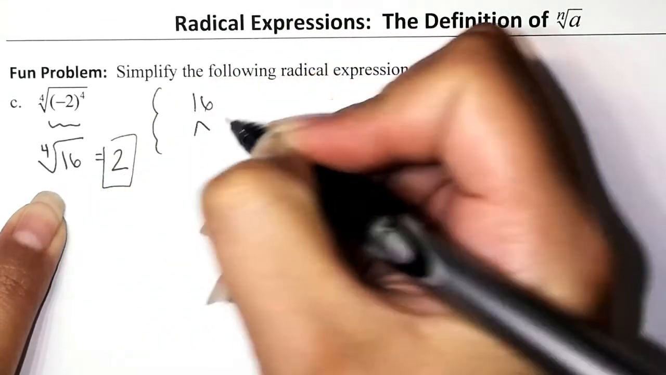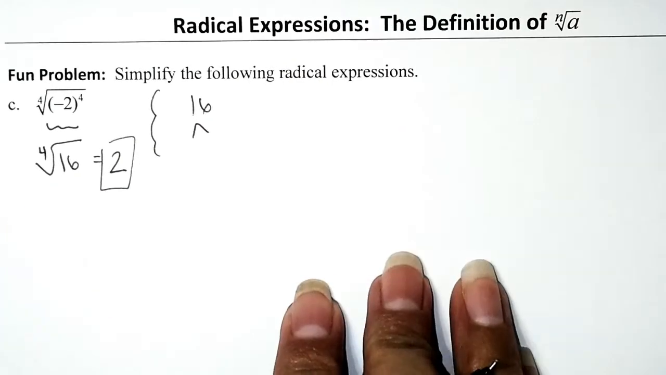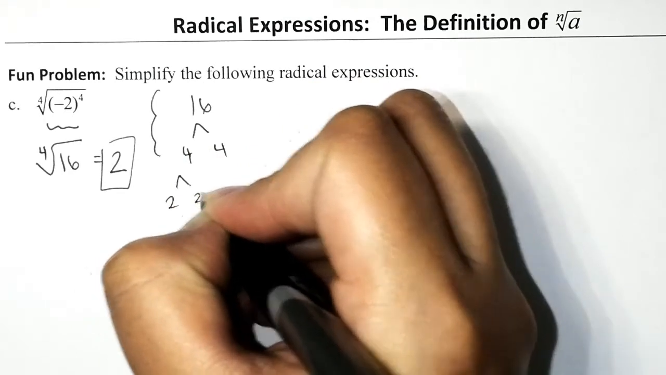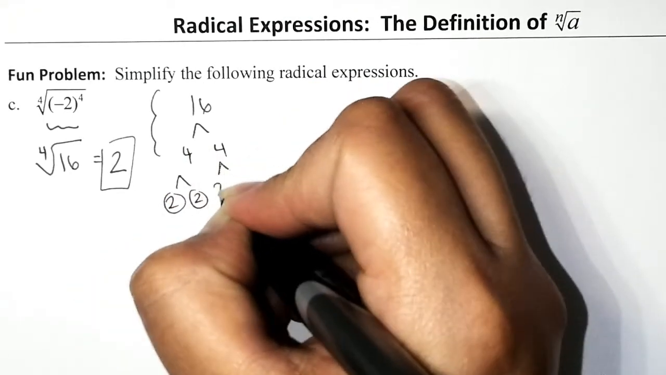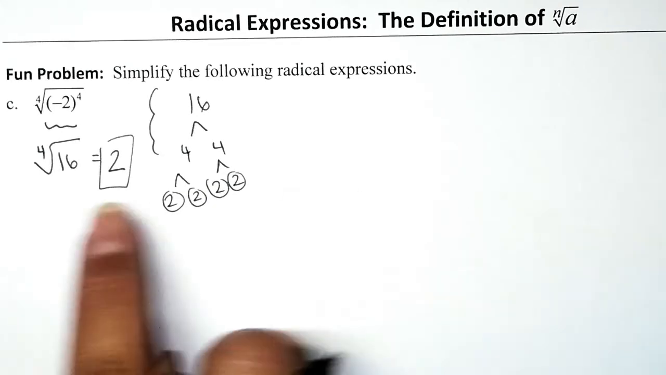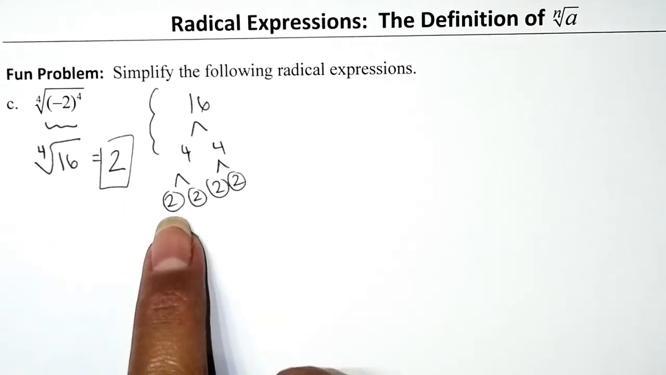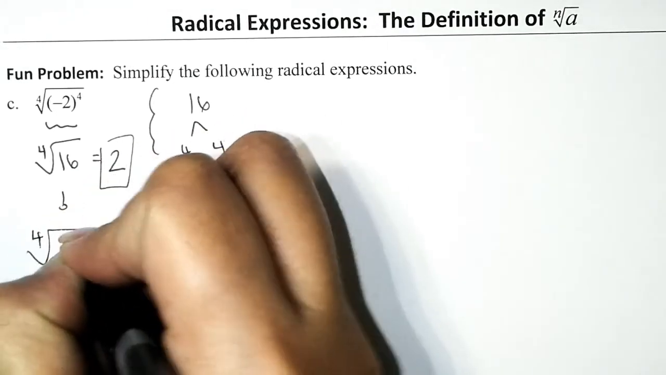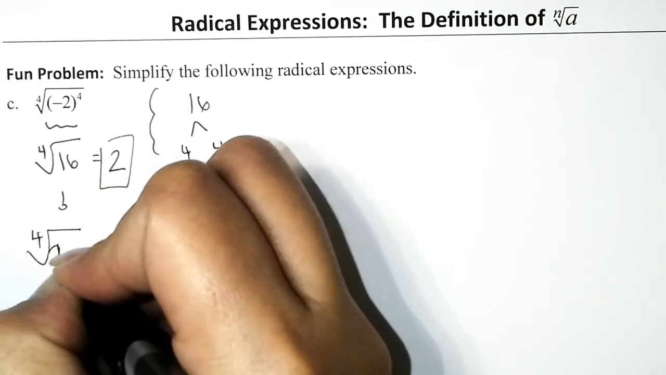So we branch it out. 16 is the same as 4 times 4. Branch out 4, and that will give us 2 times 2. Branch out the other 4, and that will give us 2 times 2. So the moral of this story is that 16 is the same as 2 to the 4th power. Okay, so we're going to write this as the 4th root of 2 to the 4th power.